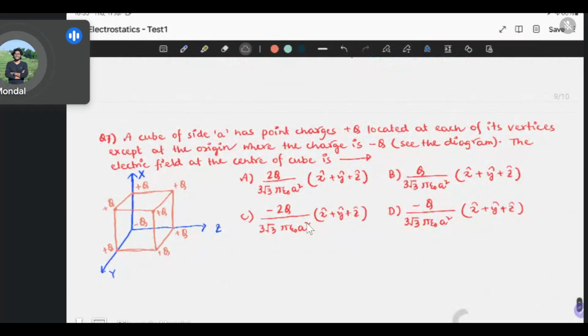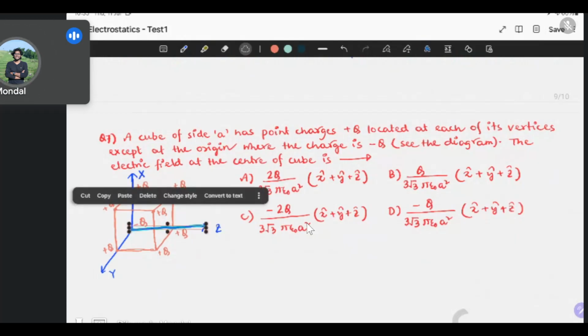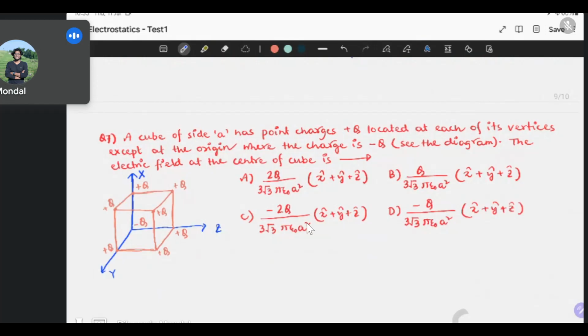Okay, so next problem is a cube of side a that has point charge plus q located at each of its vertices. So at each vertex there is plus q charge except at the origin here, where it is minus q. So we need the electric field at the center of the cube. First thing, we will write the names of these points: A, B, C, D, E, F, G, H.